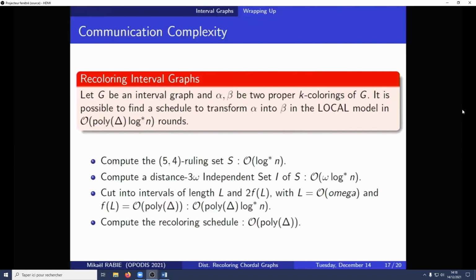And then the recoloring schedule for the black box part, basically we can compute it optimally because it's local. We just need to have access to the diameter of each sub-interval, and we actually do. So we are happy about that. So this is our result about interval graphs, and I will explain quickly the ideas to generalize it to chordal graphs.